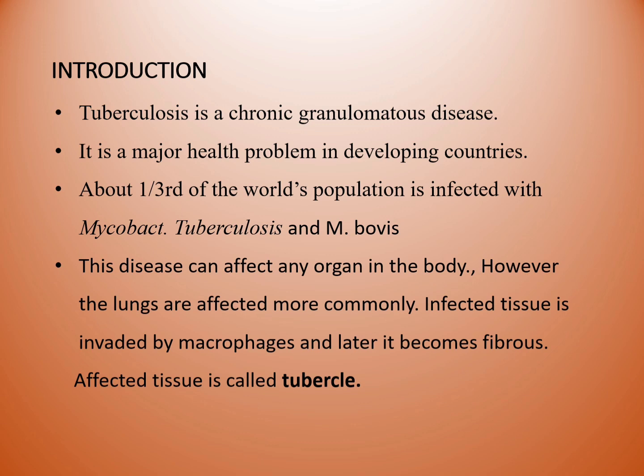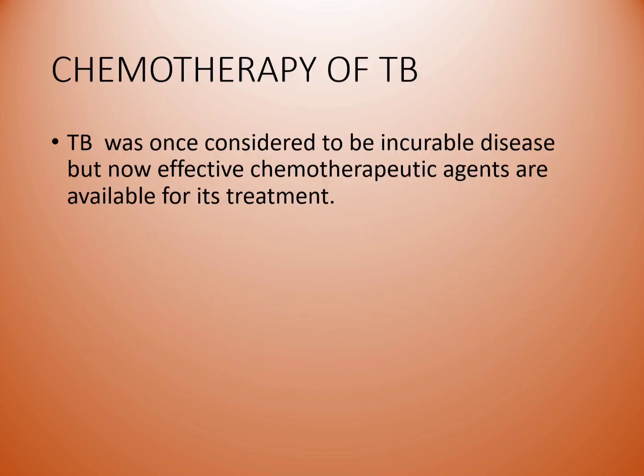This disease can affect any organ in the body. However, the lungs are affected more commonly. Infected tissue is invaded by macrophages and later it becomes fibrous. Affected tissue is called tubercle. Tuberculosis was once considered to be an incurable disease, but nowadays effective chemotherapeutic agents are available for its treatment.